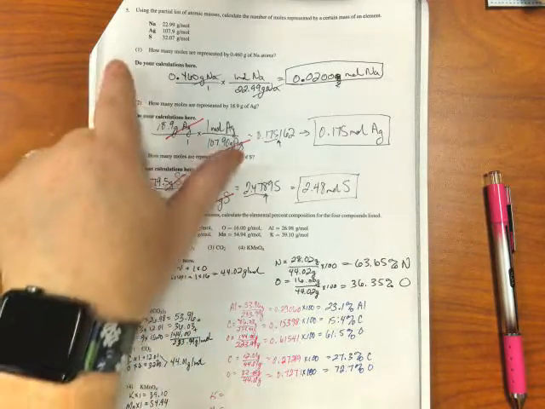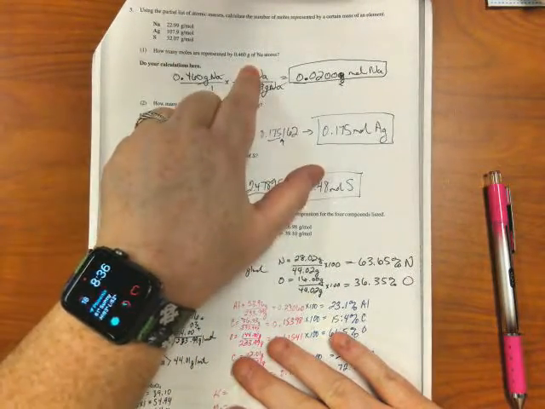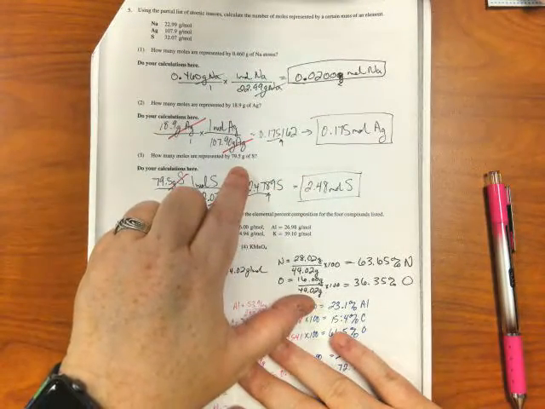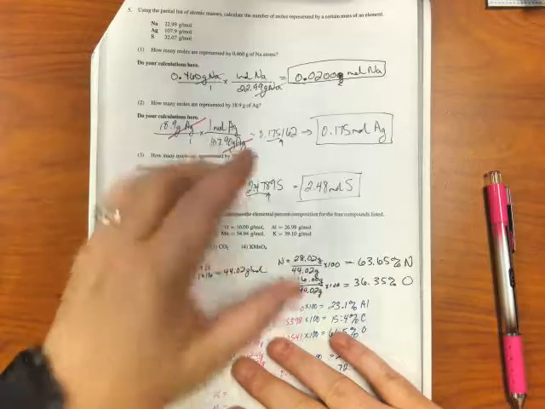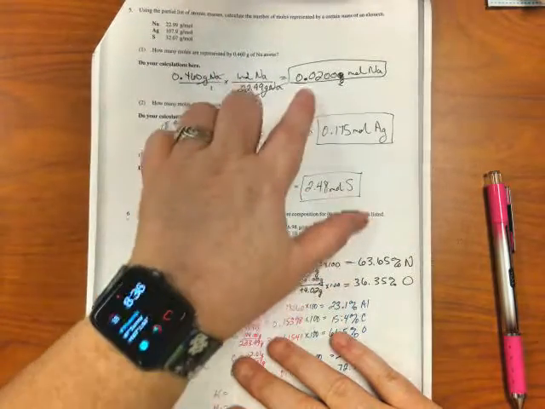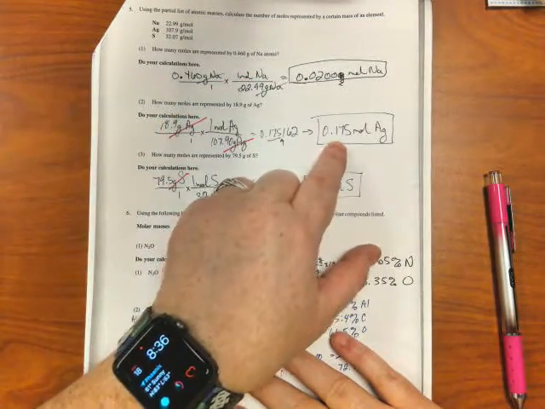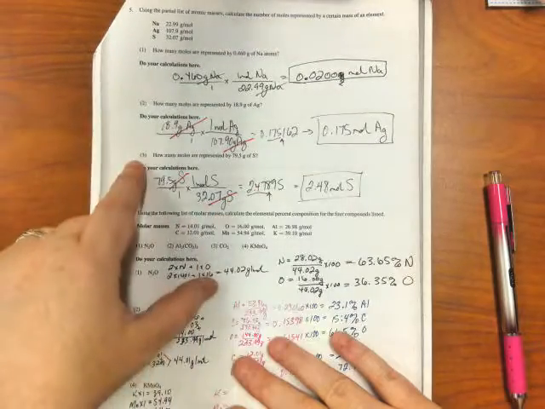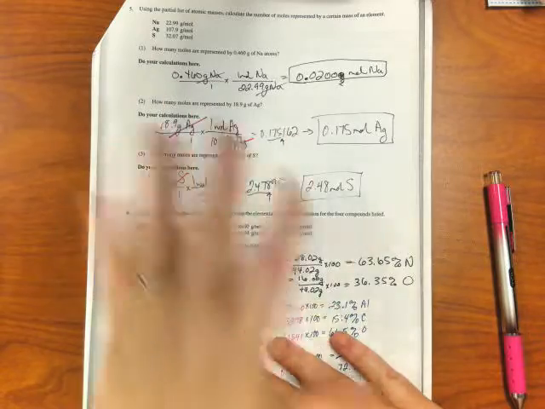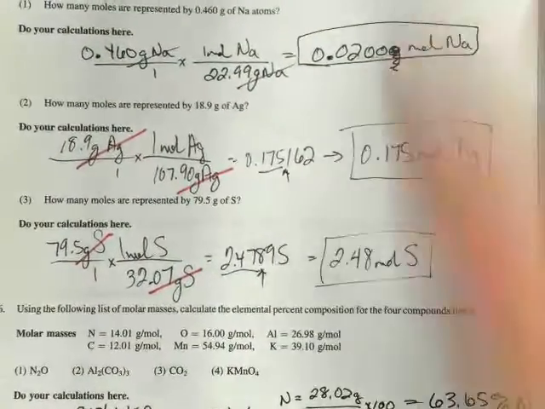All right, on the next page, we're using these masses up here to calculate going from grams to moles. These are individual elements where I have the grams. So you're just basically taking the given and dividing by the mass on the periodic table. For number 1, I got 0.0200 moles of sodium. For number 2, I got 0.175 moles of silver. And for 3, when I rounded, I got 2.48 moles of sulfur. So pause the video if you need to so you can see the work. I'll zoom this in just a little bit. Okay.